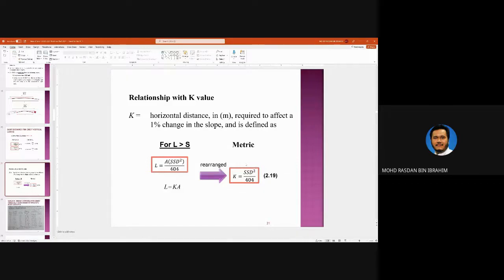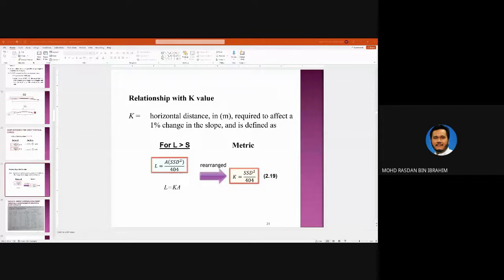Okay, be careful if you are referring to a different textbook. This is for metric units. American books will have a different formula. It looks almost very similar, but the formula has different values here. So you need to make sure that you are using metric.